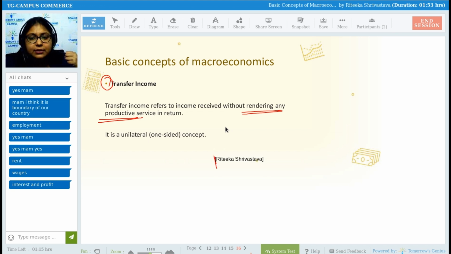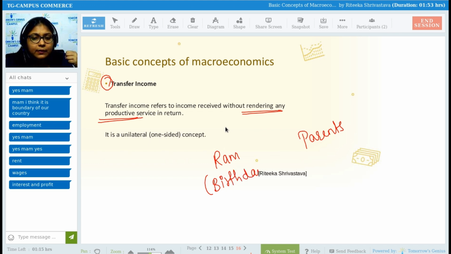Now suppose this is Ram and these are Ram's parents. It is the birthday of Ram. So Ram's parents gave him 100 rupees.